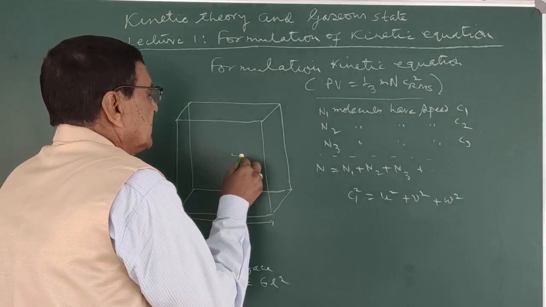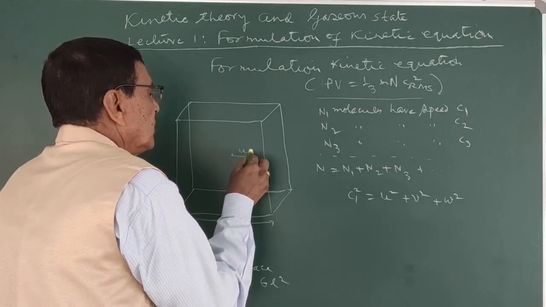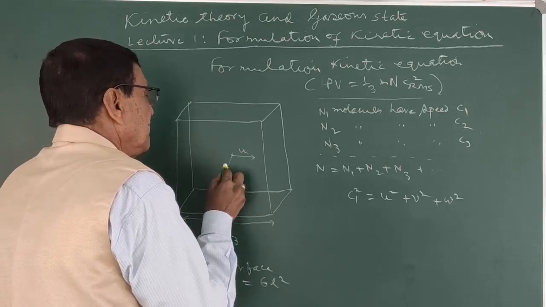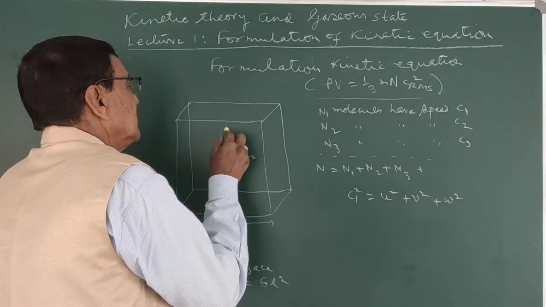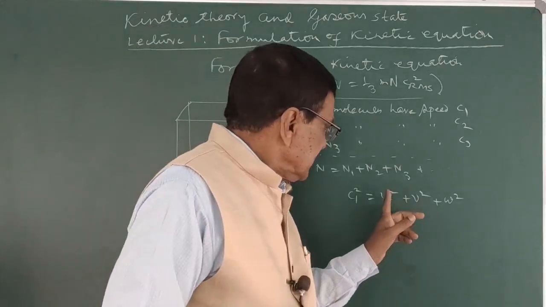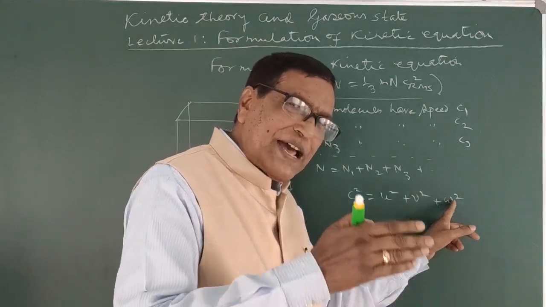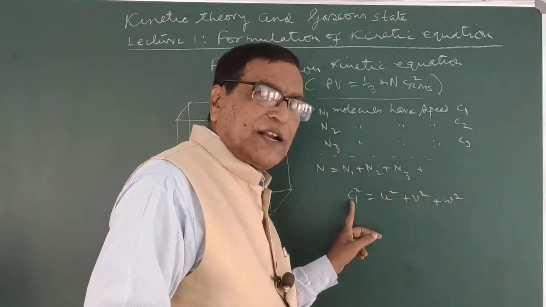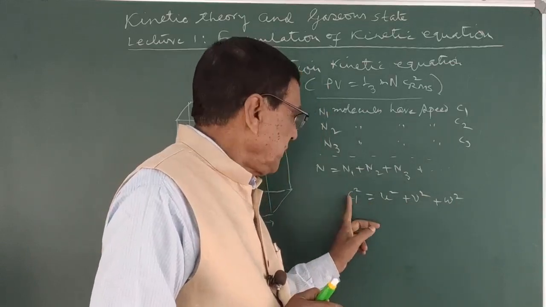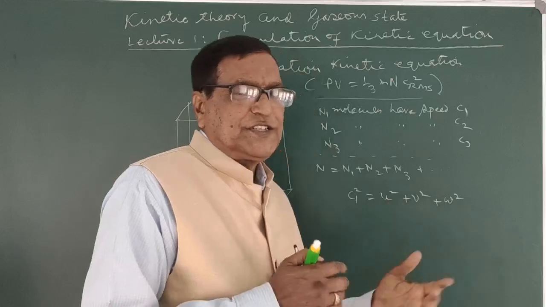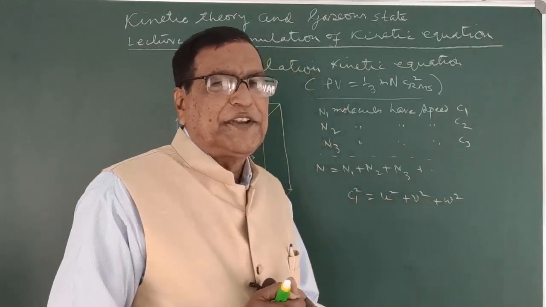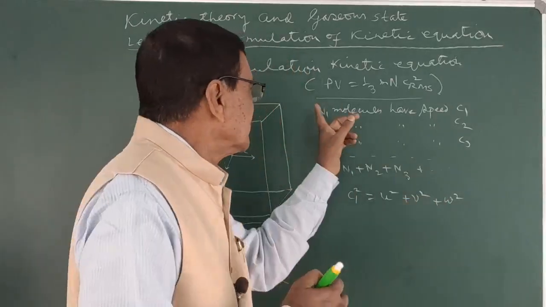Say this is U in this direction, and in this direction it is V, and in this direction it is W. These are the velocities. It is to be remembered, these are the velocities having the magnitude as well as the direction. But this one has magnitude but no direction. So this is speed, and these are the three velocities. This one is the resultant speed of this molecule in this group N1.